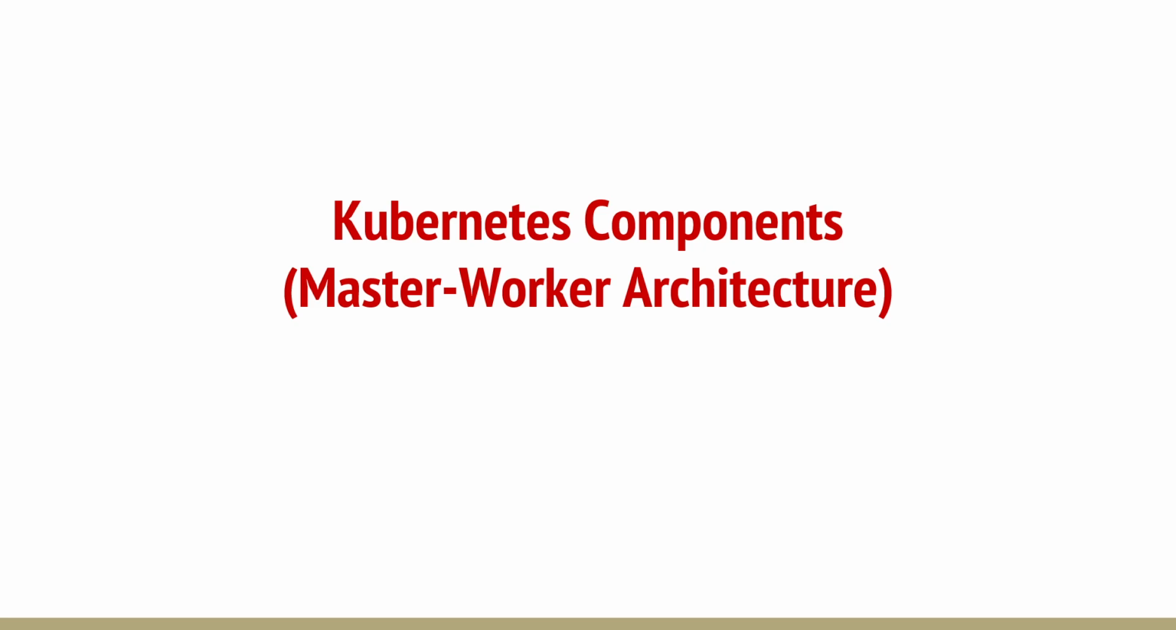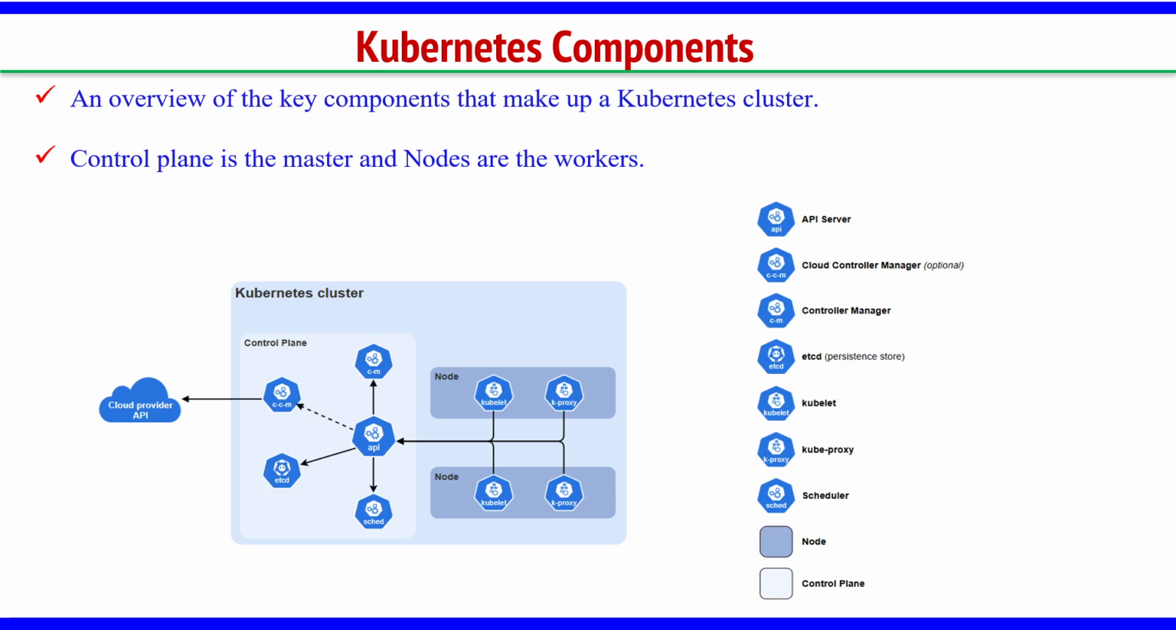Kubernetes components, basically master worker architecture. Okay, so how does Kubernetes look like? What are the different components inside it, and how does it work? So in our previous video, we have seen about different components, or frequently used terminologies inside Kubernetes, right? So let's see the technical aspects of what is the architecture of Kubernetes and how does it work, right?